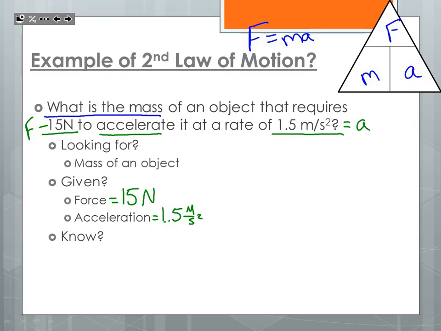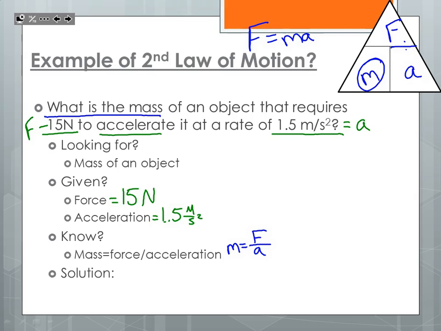So then I ask myself, okay, so what do I know? If I'm looking for mass, and I have force and acceleration, I know if I put my hand over mass, let's say that I'm looking for mass and I cover it with my hand, I have force divided by acceleration. So I'm going to use the equation that mass equals force divided by acceleration. So now I can solve. I've got my equation. I've got my two known variables to find my one unknown.